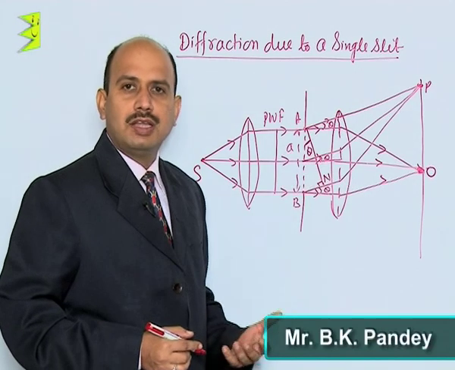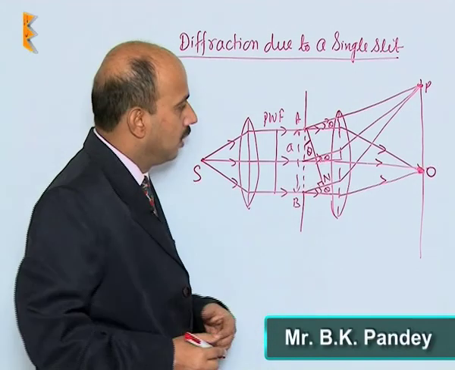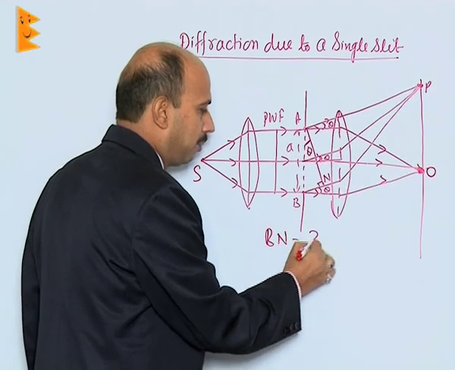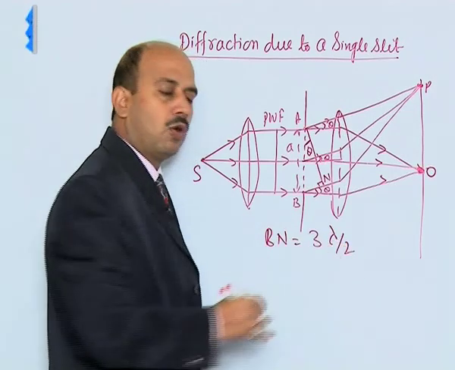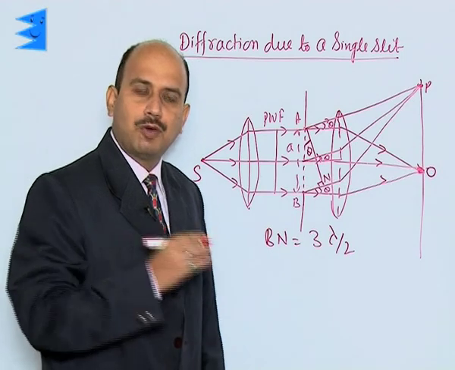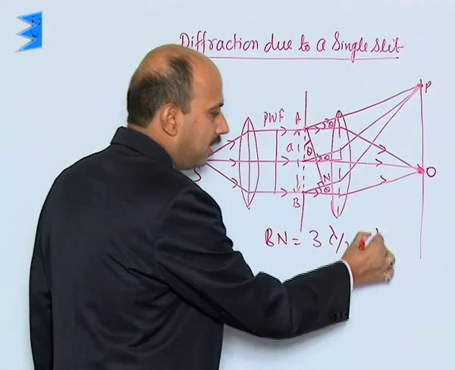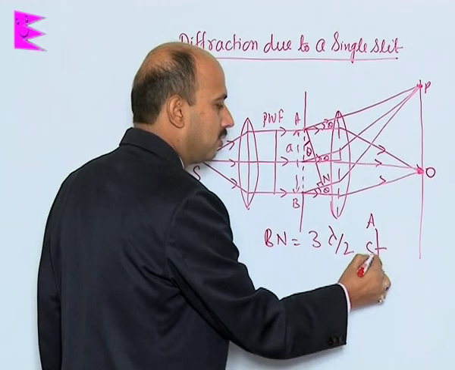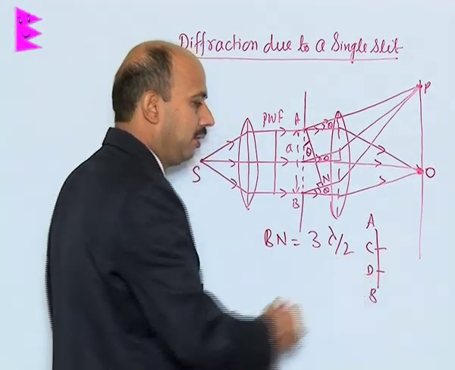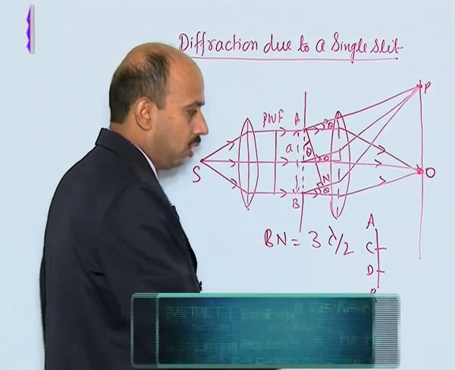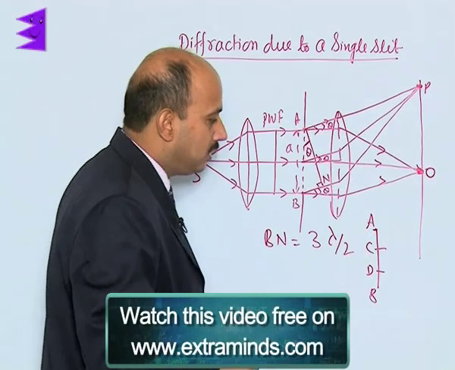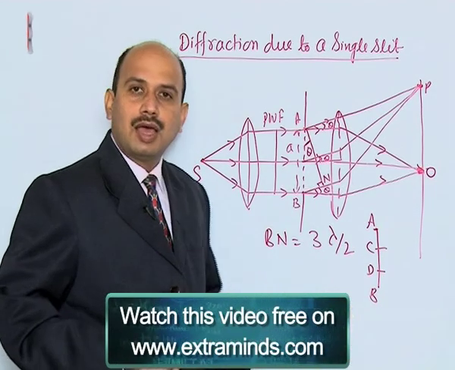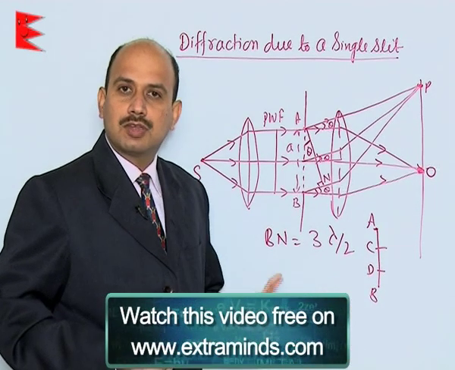Now, let us see the conditions for secondary maximum. So, suppose path difference is equal to, I have taken 3 lambda by 2, that is odd integral multiple of half of the wavelength. In this case, we divide the slit AB into 3 equal parts like C, and here we can take D. So, here there are actually 3 equal parts on the wavefront. So, these 3 parts are acting as a new source of the disturbances.